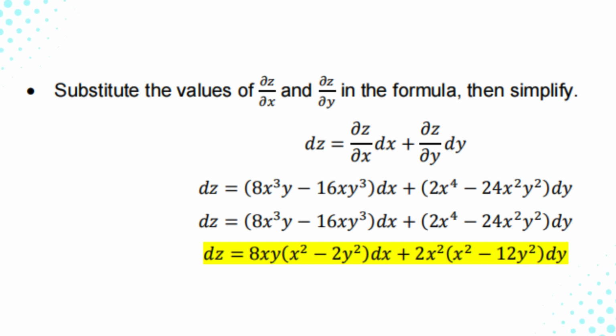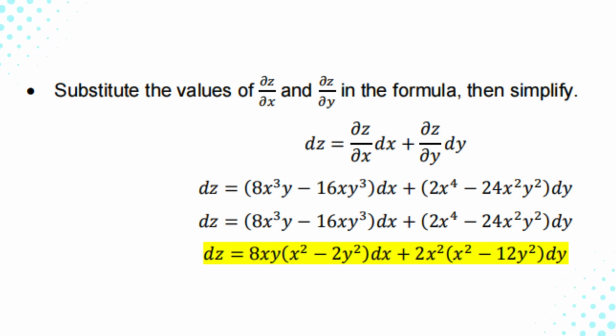Next, substitute the values of partial z over partial x and partial z over partial y in the formula, then simplify. So we have dz equals the quantity of 8x^3y minus 16xy^3 dx plus the quantity of 2x^4 minus 24x^2y^2 dy. Then factor.